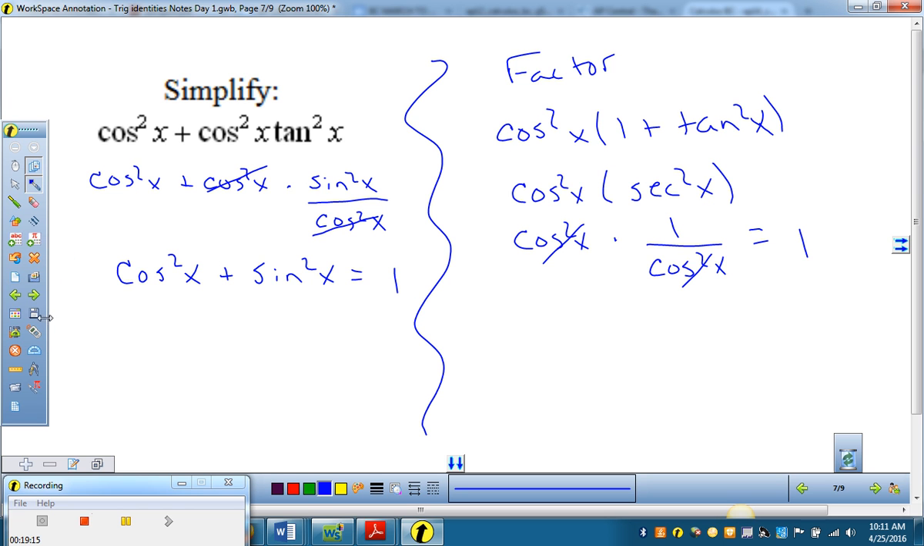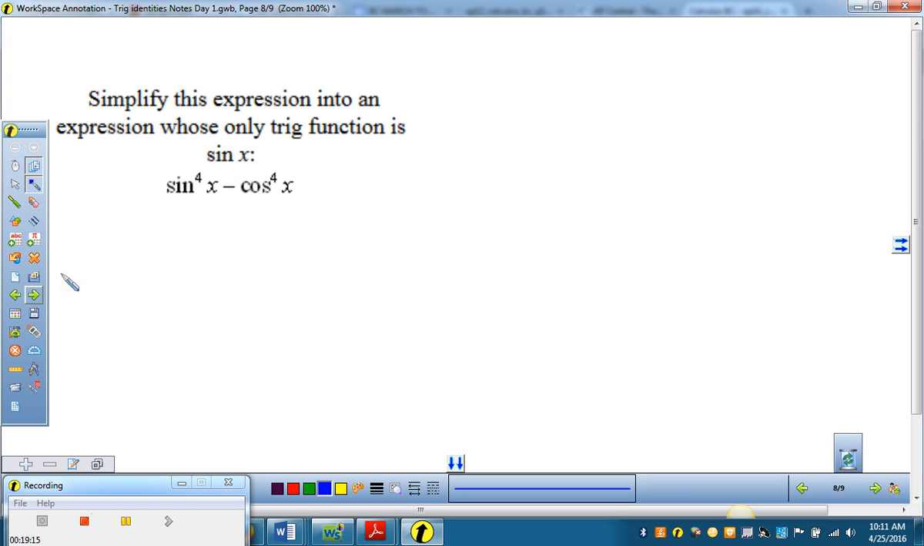Okay. All right. So, simplify this expression into an expression whose only trig function is sine x. So we want all in terms of sine.